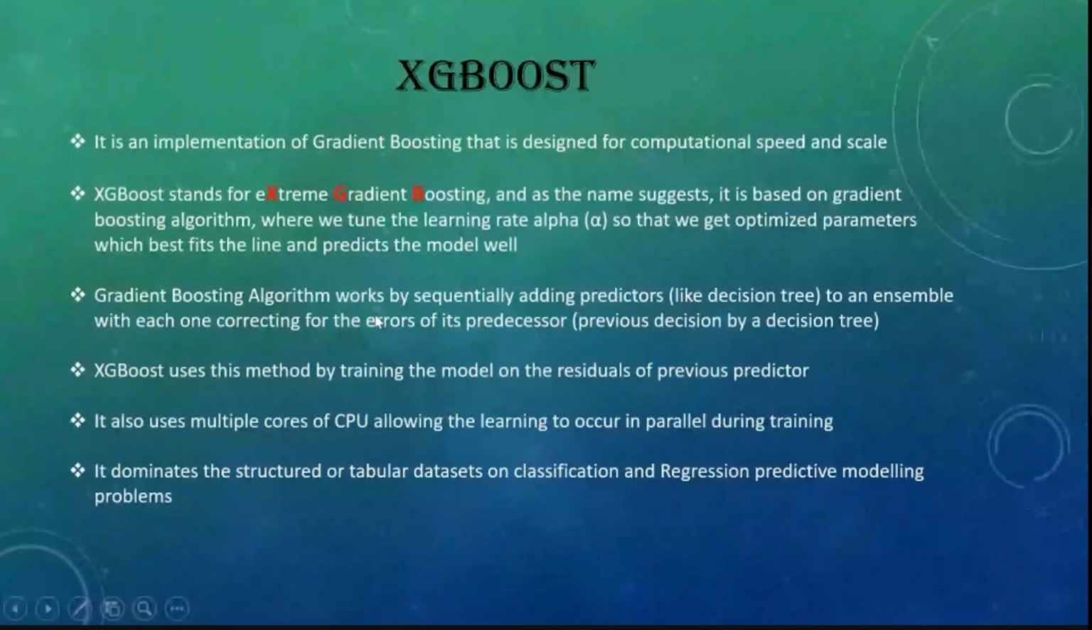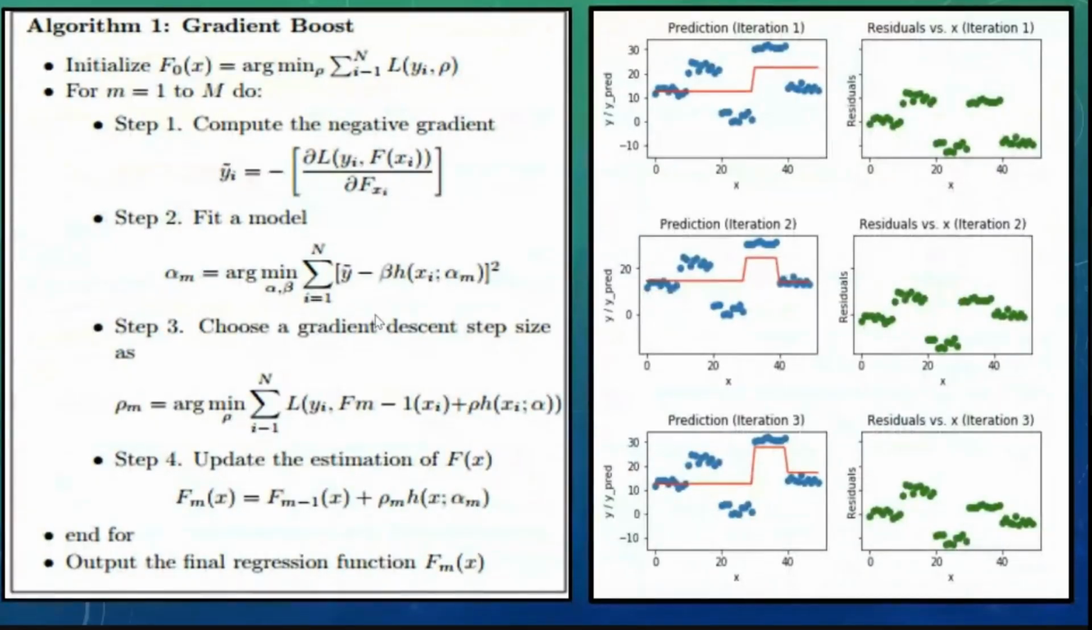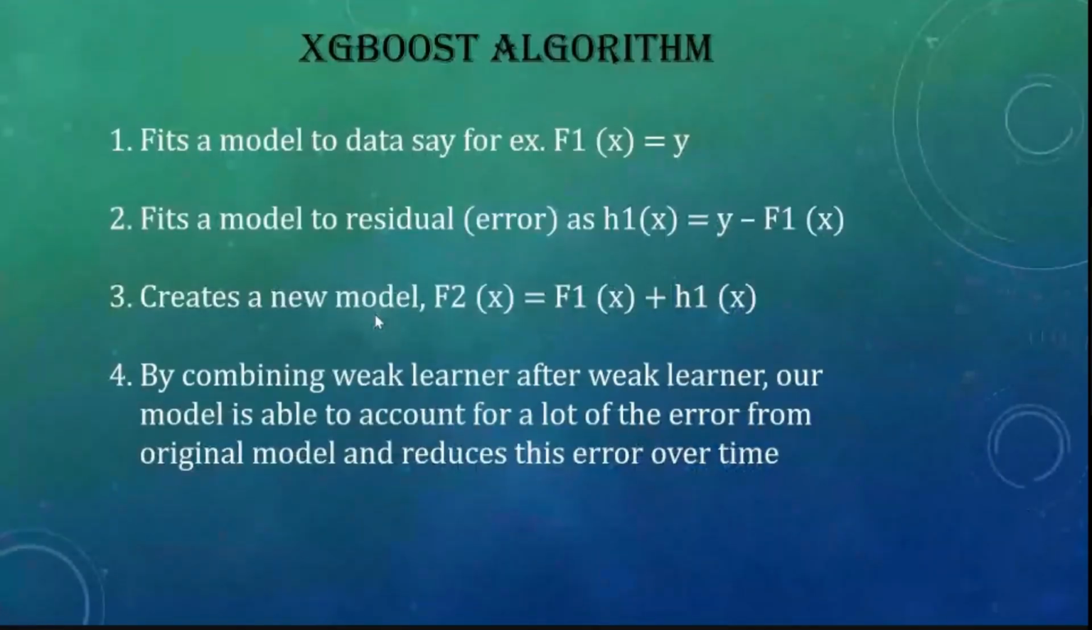In gradient boosting, it works by sequentially adding predictors, like a decision tree, or whichever model we are considering for our predictions, to an ensemble, with each one correcting for the errors of its predecessor. So we consider the errors generated by the previous decision tree and fix the model going forward. This is a really difficult algorithm if we go on technically, so I will give you a very easy algorithm here.